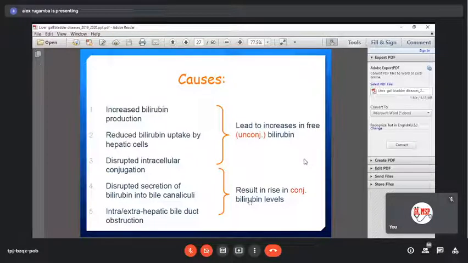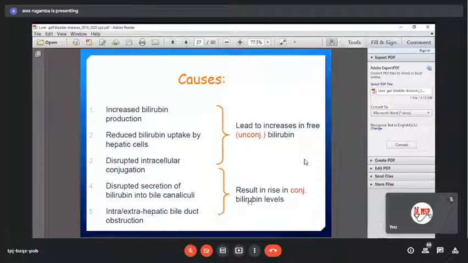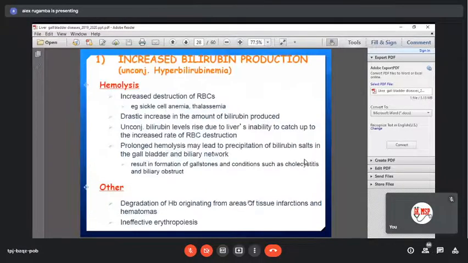And if there is a problem in the secretion of bilirubin into the bile canal, or if there is intra or extra hepatic bile duct obstruction, then this results in increased conjugated bilirubin level. So once the bilirubin is conjugated and then it's not being excreted, maybe due to a bile duct problem or a hepatic bile duct problem such as obstruction, then this will result in elevation of conjugated bilirubin. So this is the detail.